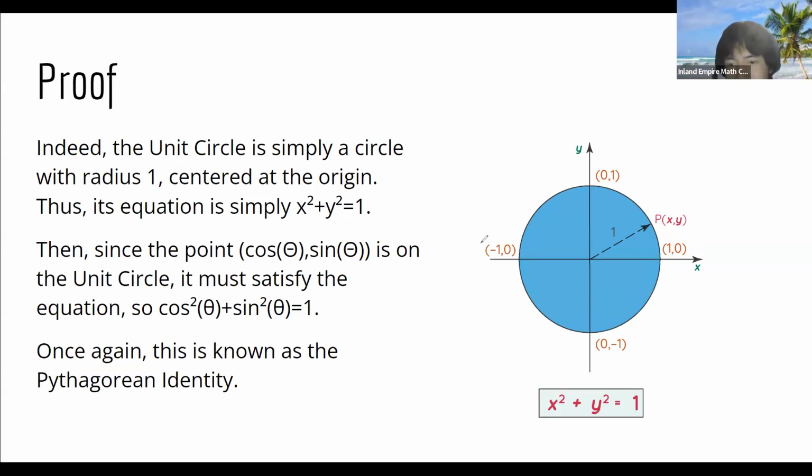Basically, the idea is that since the equation of the unit circle is x squared plus y squared equals 1, and (cosine theta, sine theta) is a point on the circle, it must satisfy this equation, right? So if you plug these in, you would have this equation right here. And that is known as, again, the Pythagorean identity.